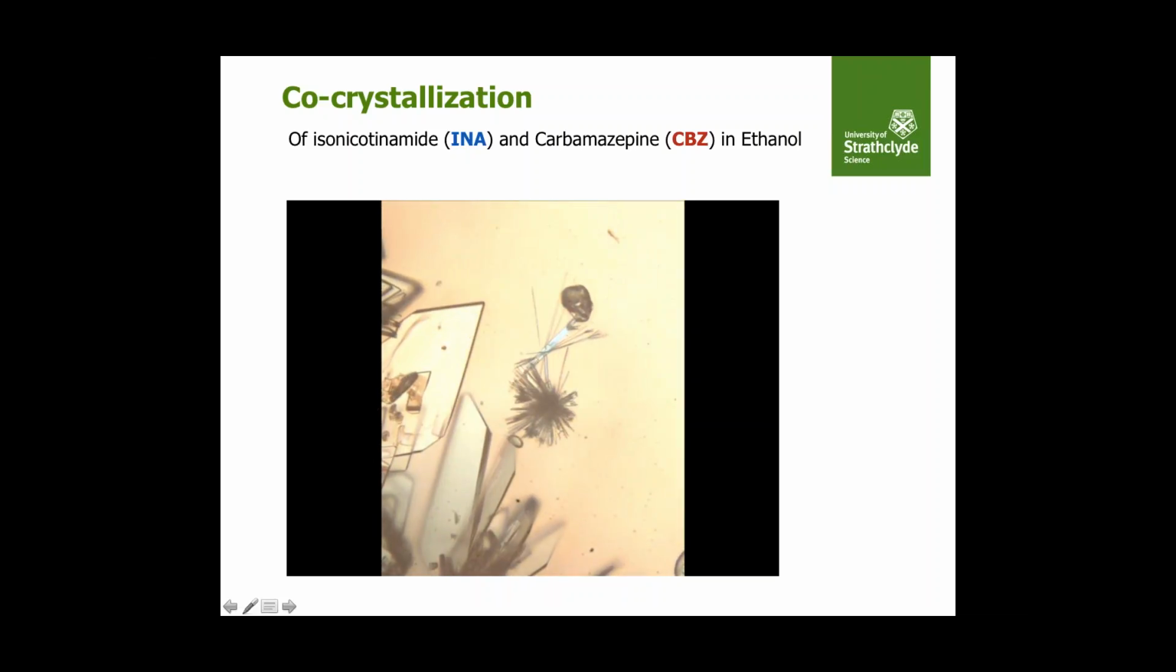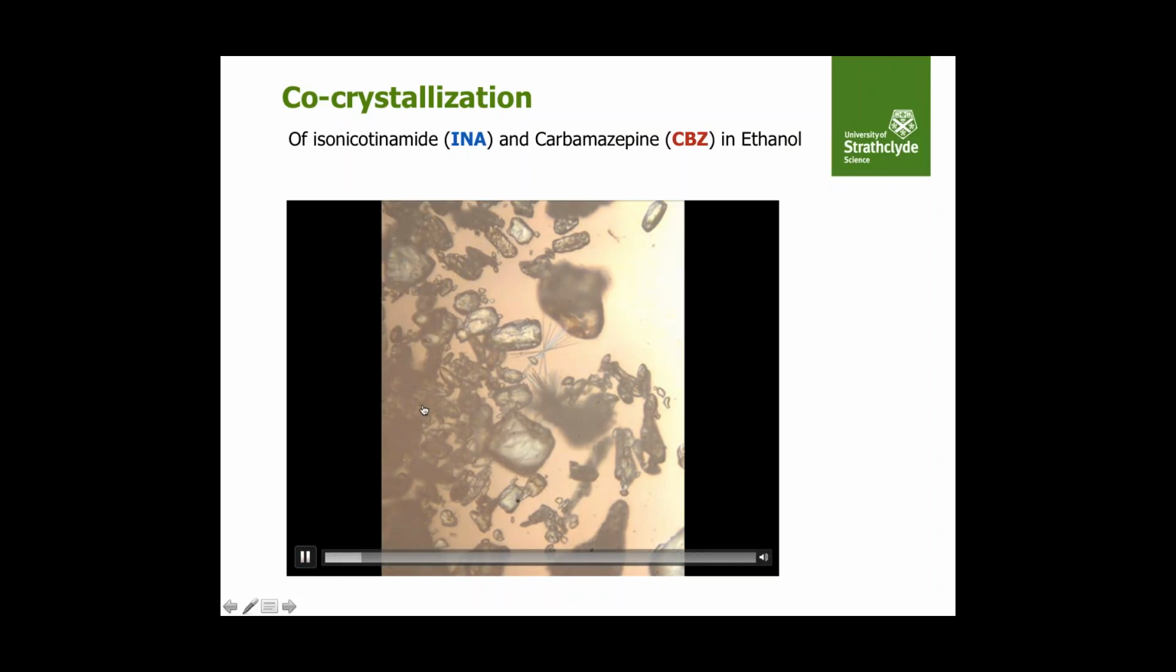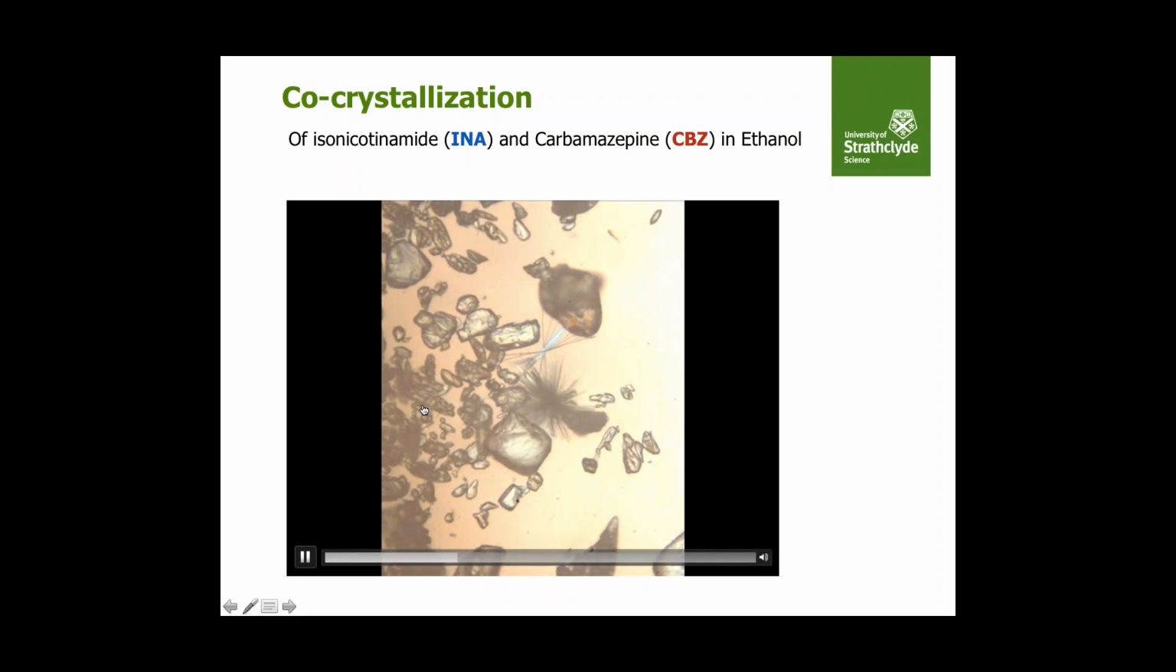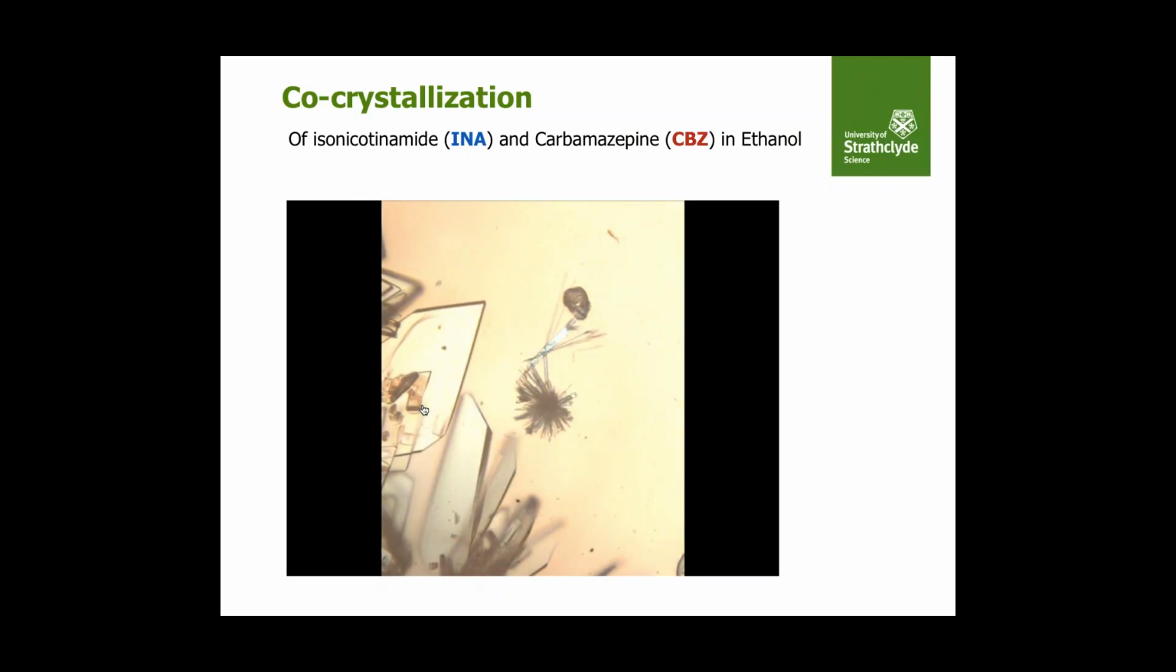It becomes even more complex, as the needle-like crystals that grow out in the end also dissolve and give plate-like crystals, which would be the most stable crystalline form. So this is a co-crystal that is formed of isonicotinamide and carbamazepine, and this co-crystal consists of both. So the solubility of this co-crystal is also a function of the amount of isonicotinamide and carbamazepine present.